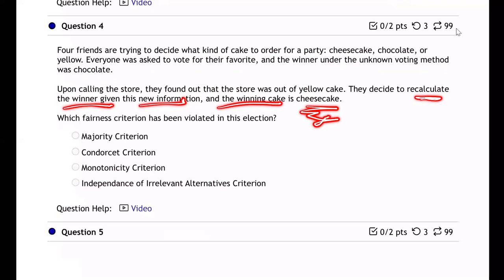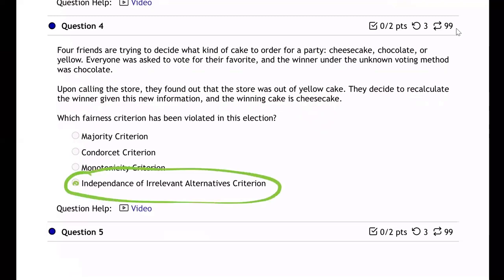Does that seem fair? Chocolate won the first time. And something that didn't matter, that never won, yellow, dropped out. And all of a sudden, that switches the winner? That doesn't seem fair. Which of the 4 fairness criterion did that violate? Well, it's this one, and I'll show you why. It's the independence of irrelevant alternatives.